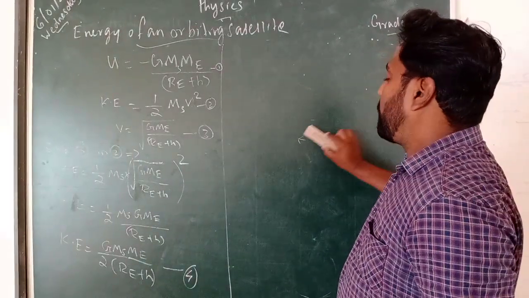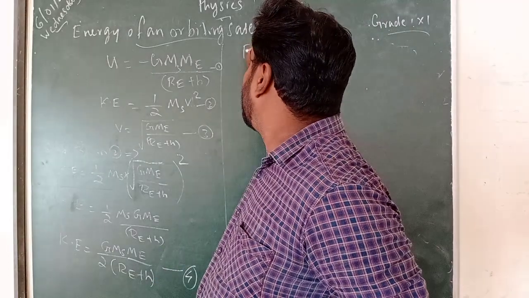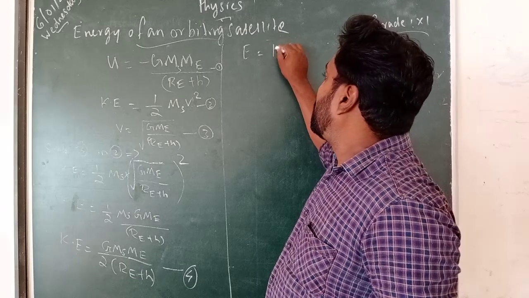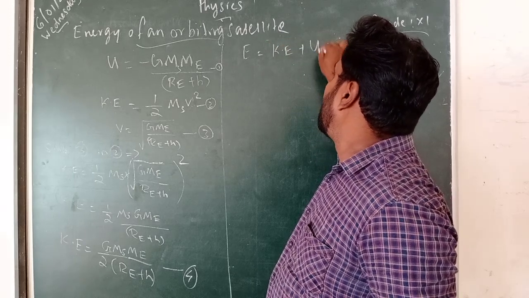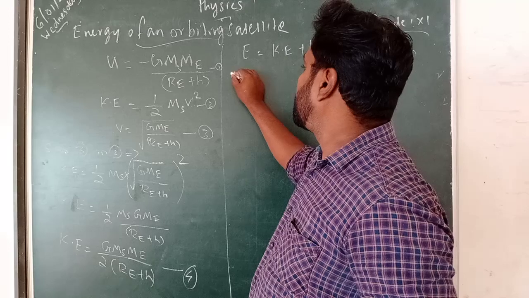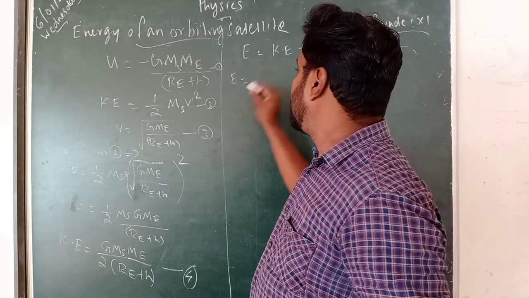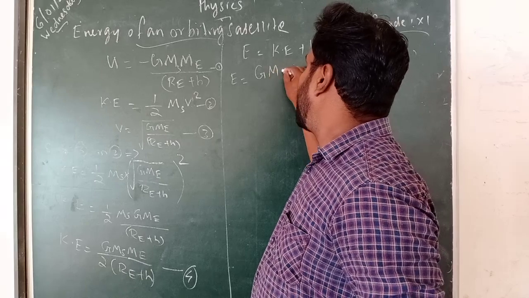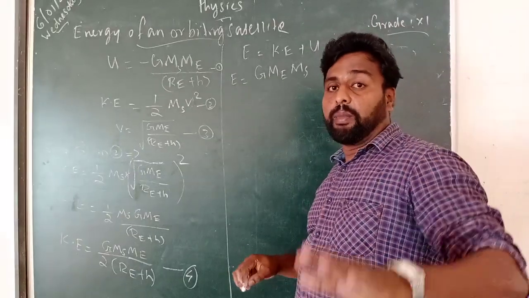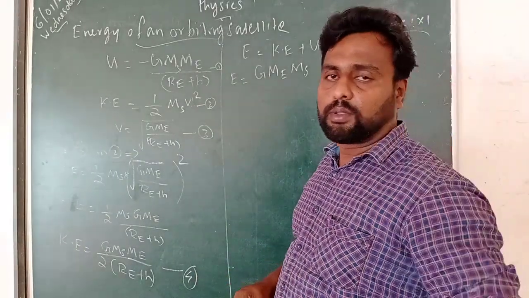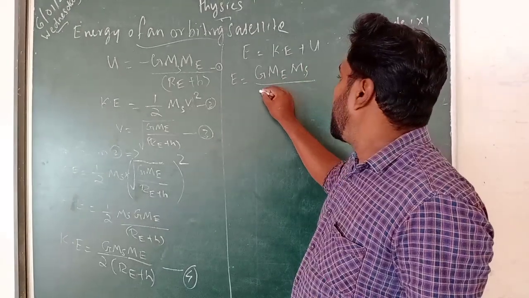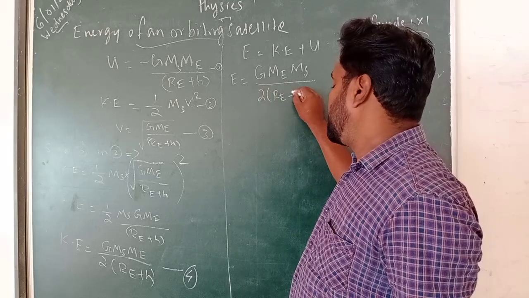Now we have to find the total energy E of a satellite. E is equal to kinetic energy plus potential energy, just adding the kinetic energy and the potential energy. So E is equal to the kinetic energy, which is G ME MS by 2 into RE plus H. In the textbook it is given as ME, MS. If you write MS, ME also, no problem. We can follow the textbook.